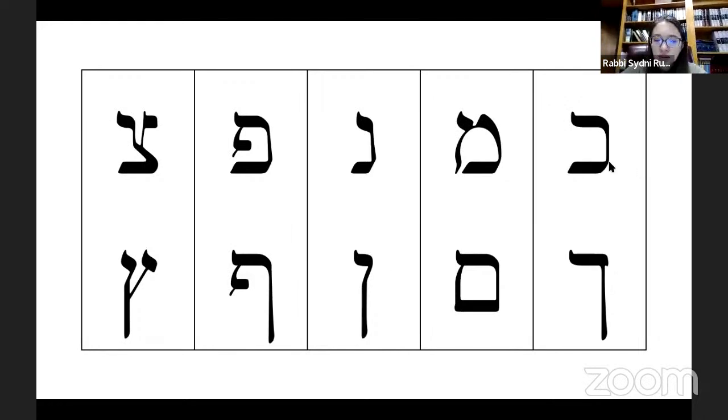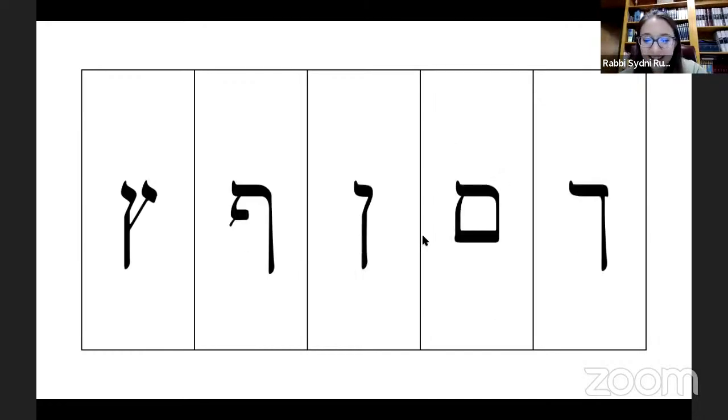The letters that we see here, just to review from right to left, we've got Chaf and Chaf Sofit, Mem and Mem Sofit, Nun, Nun Sofit, Fe, Fe Sofit, and Tzadi, Tzadi Sofit. Just to say again for the 10th time, you will never find any of the letters from the top row at the end of a word, and you will never find the letters on the bottom row in the middle of a word. And there are no other letters that have Sofit forms. This is it. So here are the letters that we have.